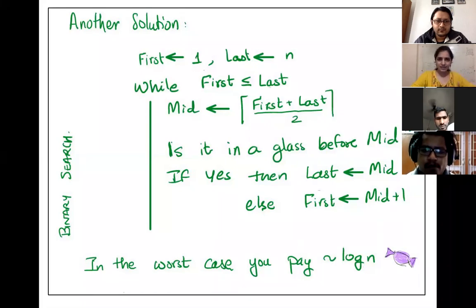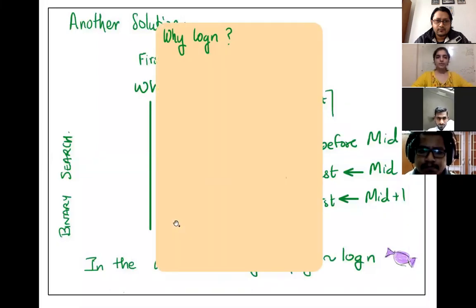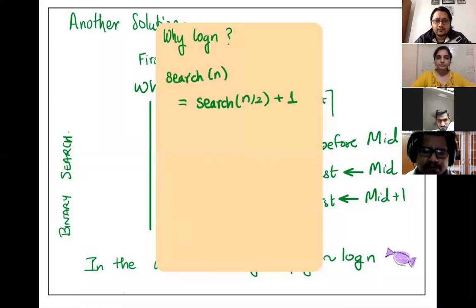You may wonder where this log is sort of coming from. So if you have not seen this before, let me do a short analysis for that. So you are searching in the range 1 to n. Okay? So let me write a recursion for how many chocolates you're paying.